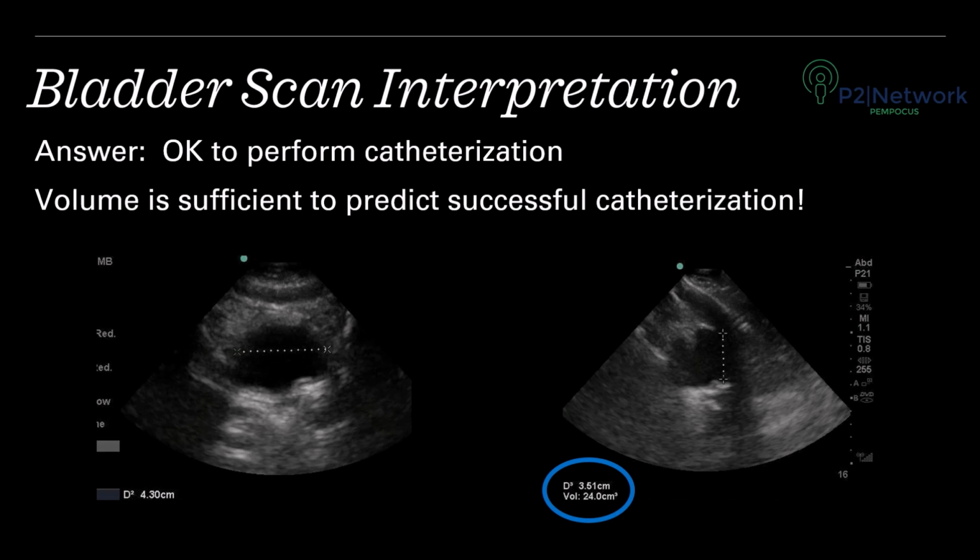The answer is to perform the cath. A total of 24 mLs are present in this infant's bladder. That is plenty more than the required 3 mLs to ensure high likelihood of a successful cath. You might also remember I mentioned that greater than 2 centimeters width in the transverse orientation also predicts a pretty high likelihood of a successful cath. In the transverse view on the left here, the bladder width measures 4.3 centimeters. So even based on that single view and measurement, you can feel confident that this will be a successful catheterization.